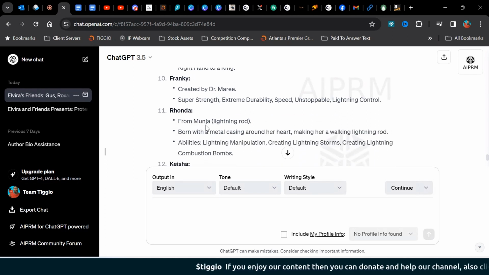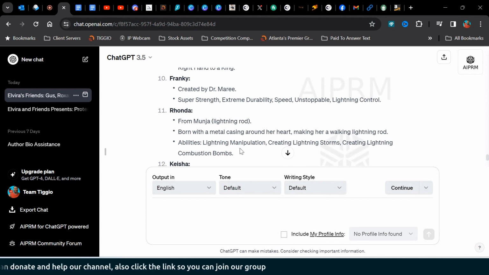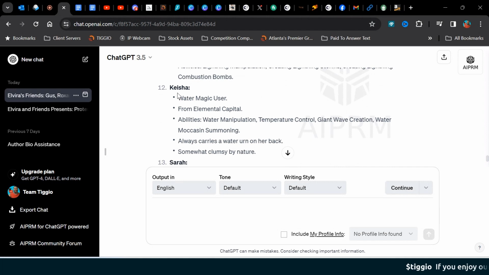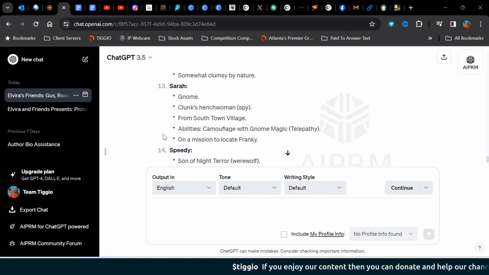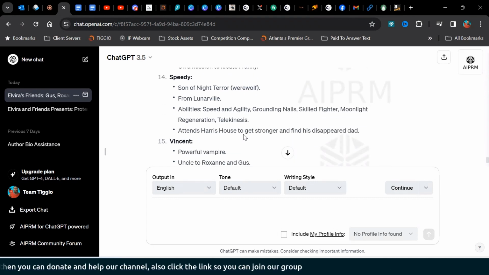So we got Rhonda from Mungie, which is lightning rod. That's what it means, born with a metal casing around her heart, making her a walking lightning rod. Abilities: manipulation, creating lightning storms, creating lightning combustion balls. And then you got Keisha, and these are all of her manipulations of what she can do. You got Sarah. She's from Southtown Village. Abilities: camouflage, no magic, on a mission to locate Frankie.